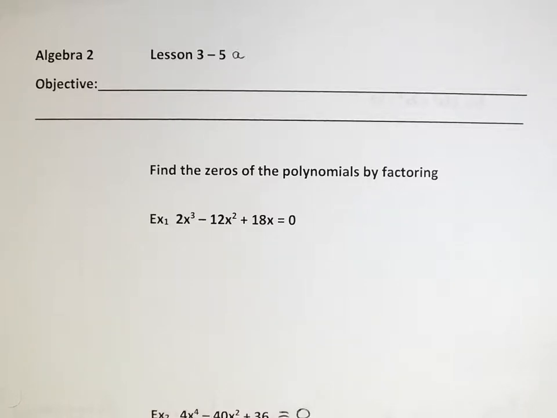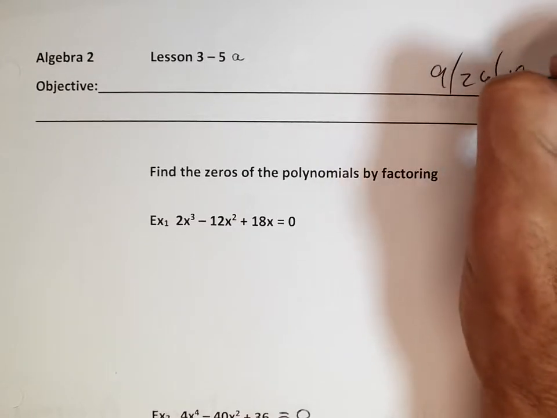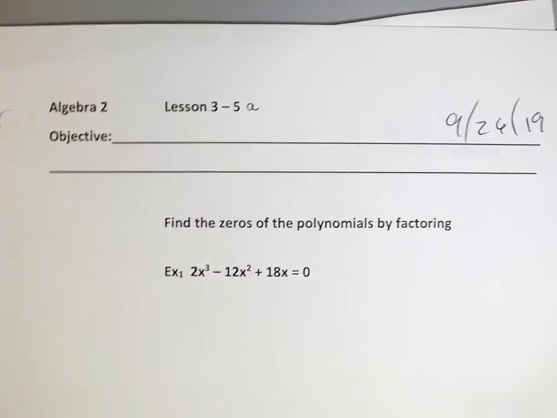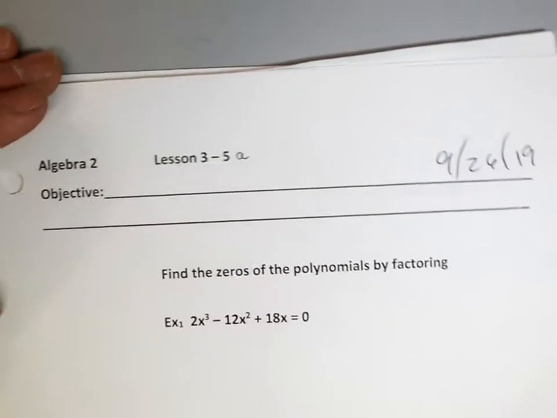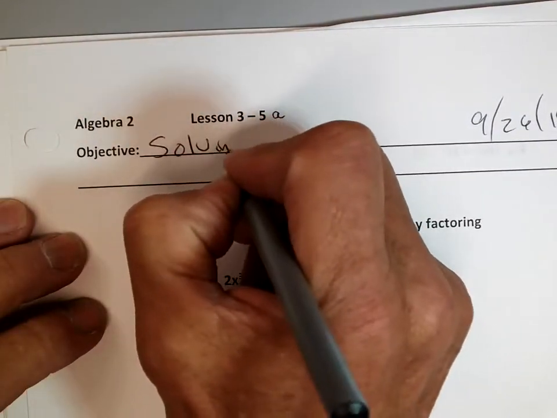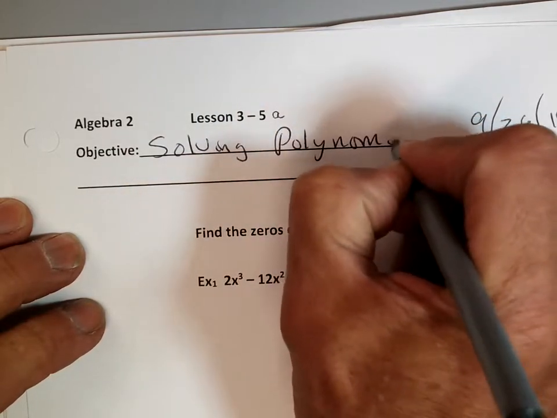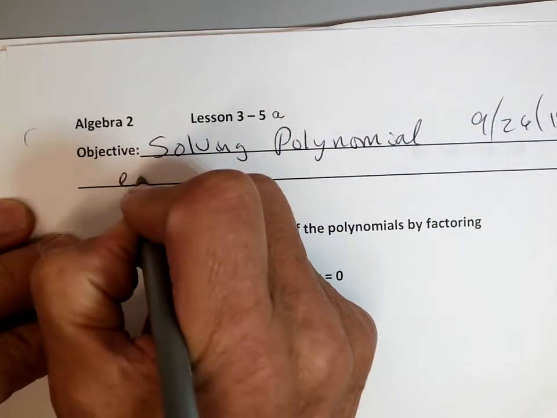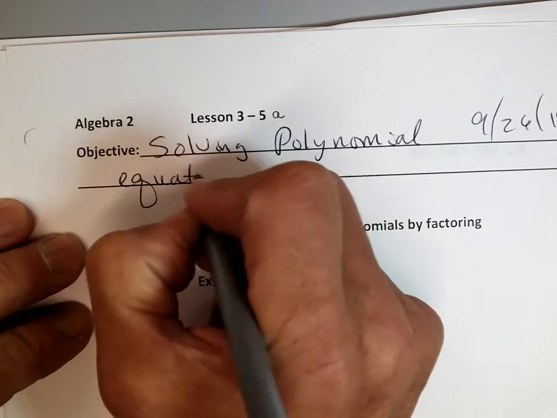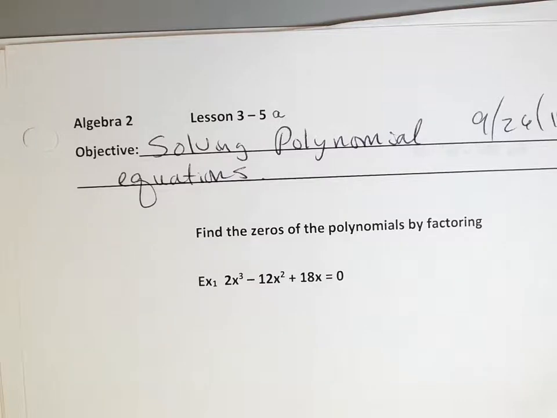Okay, so today's date, 9/26/19. Here's our objective. What we want to do today is we are going to be solving polynomial equations. Okay, polynomial equations. So for two things, polynomials are those with x squareds, x cubes, x to the fourth, right?